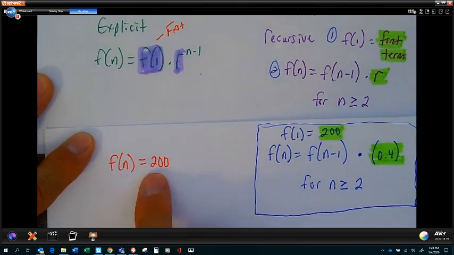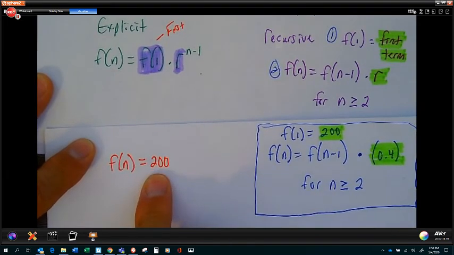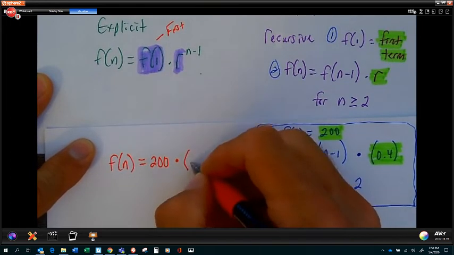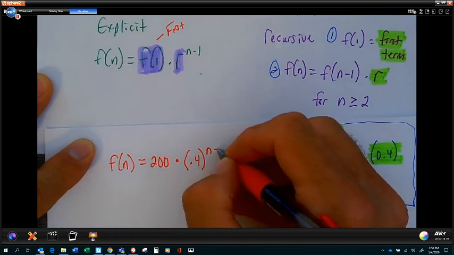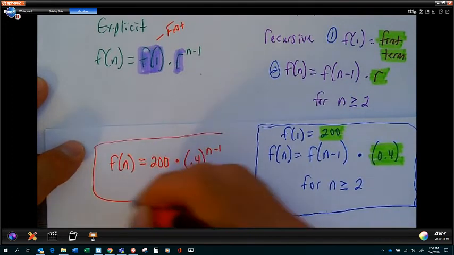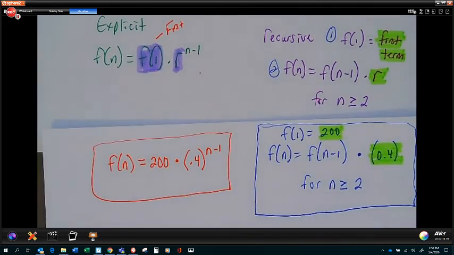We just put 200 into the formula times, and then we put the common ratio, which is 0.4, and then we just copy this down, n minus 1. So anything not highlighted, we leave alone in the formula. And this is actually the explicit formula. I'll show you how these work in a second. But those are two examples, or one example, of how to do the explicit formula and the recursive.